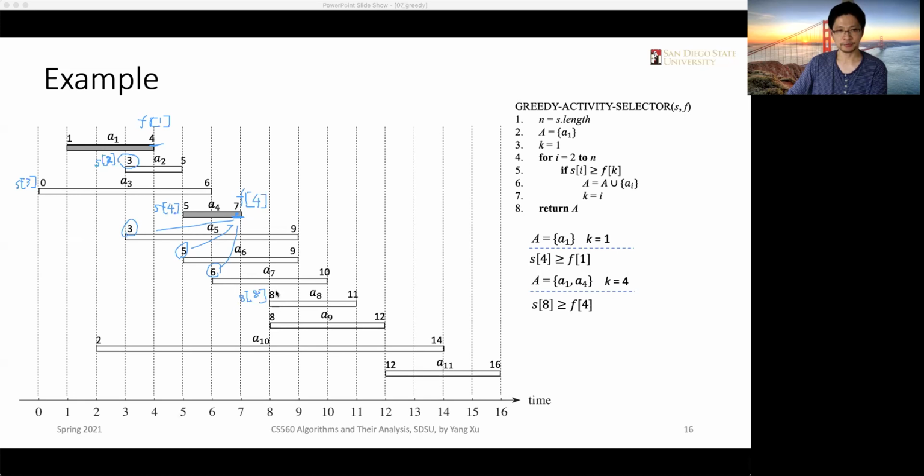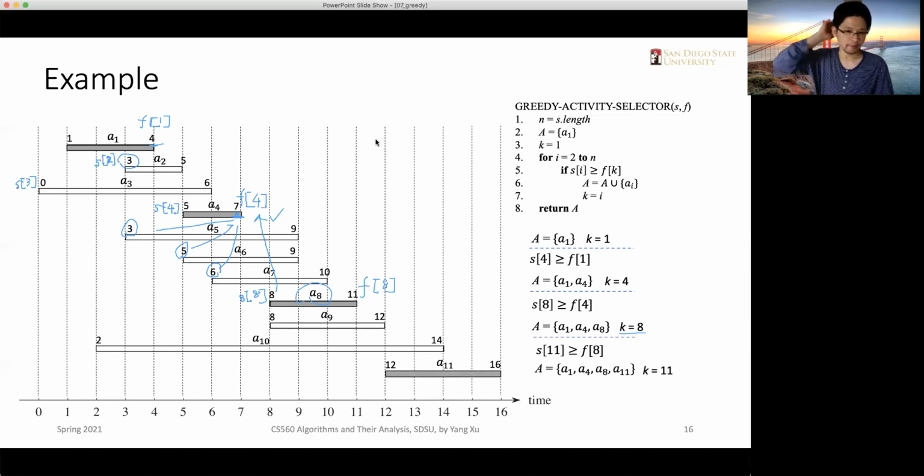S8 is 8 o'clock, which is greater than F4. So that is a bingo here. We need to select A8 into the set, okay? And then update the K to be 8. So now we will set this F8 to be the one that we are comparing with, all right? So until we have lastly incorporated the activity A11, then we have basically everything solved, right? That's pretty much very close to the strategy that we described at the beginning, right?